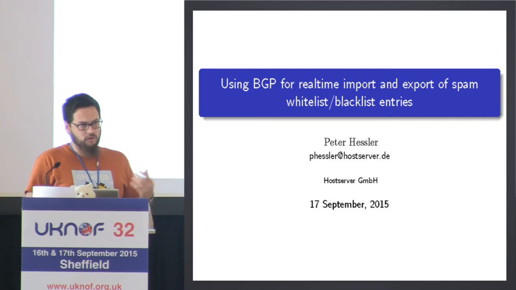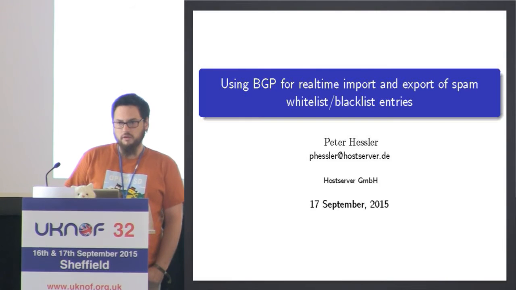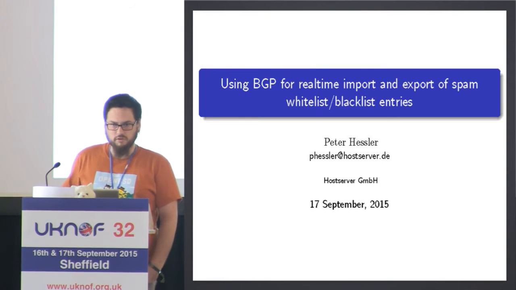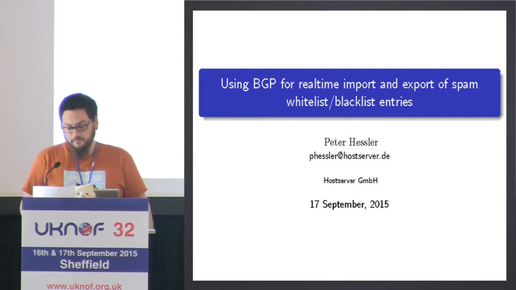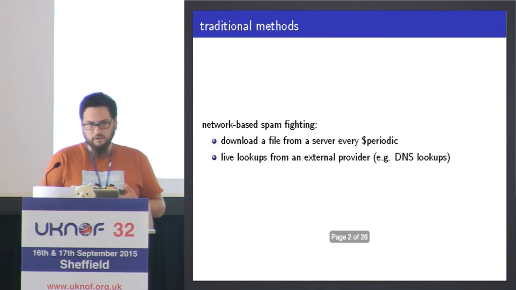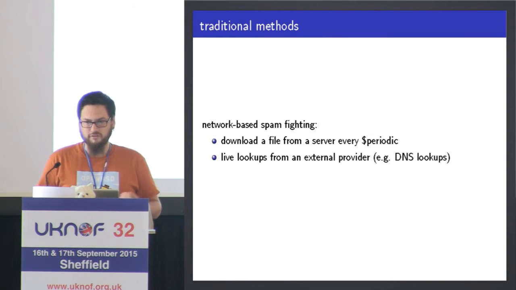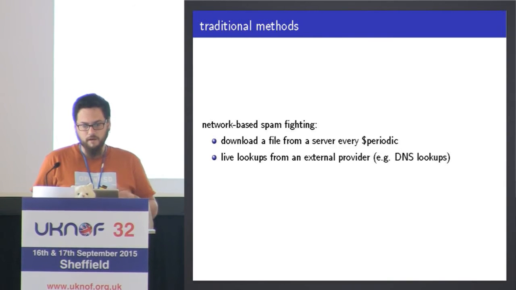A lot of networks have a problem with spam, and there are a couple of ways you can deal with this. You can look at the content, or you can deal with it at the network level. I'm mostly focused on dealing with this at the network level. The traditional methods are that you can download a list of IP addresses you want to block from a website, or you can do a DNS lookup from an external provider to try and get access to who you want to block.